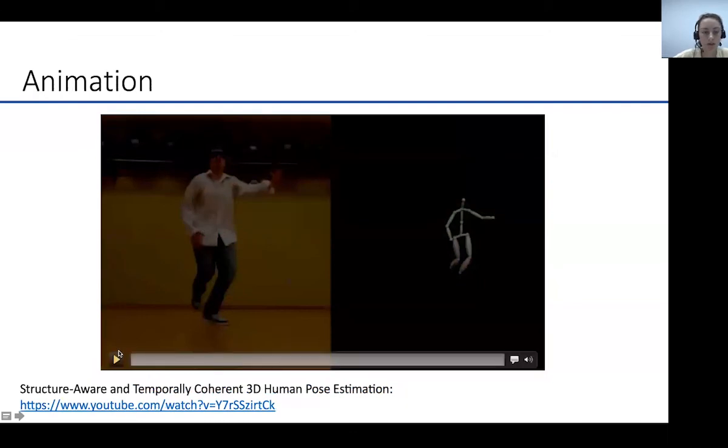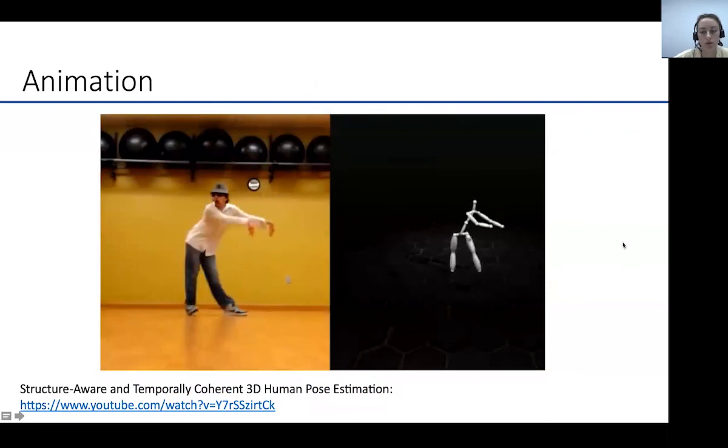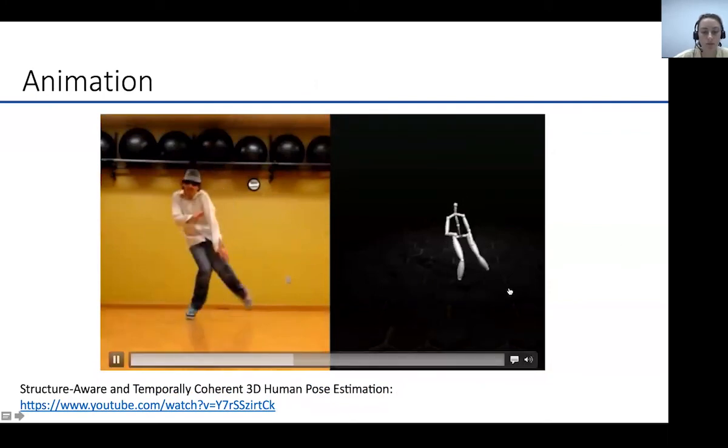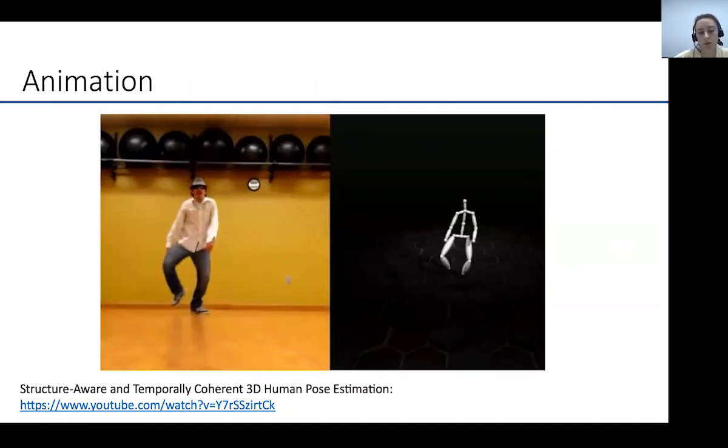And finally, this is an example from a paper, but human pose estimation can also be used for animation. You can animate some character with less effort than you do it manually.